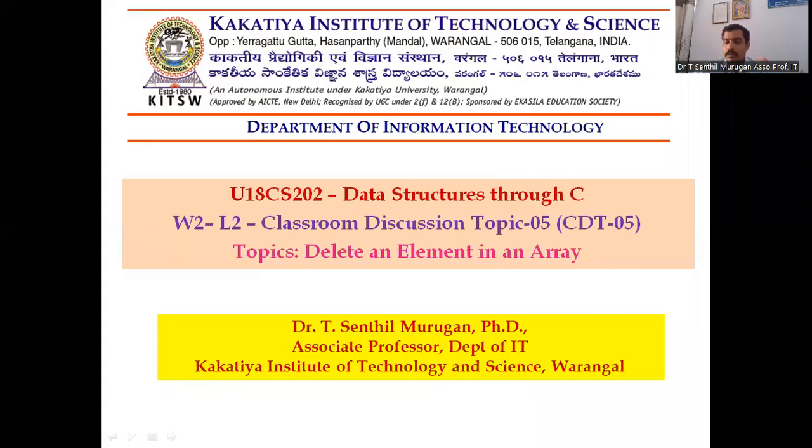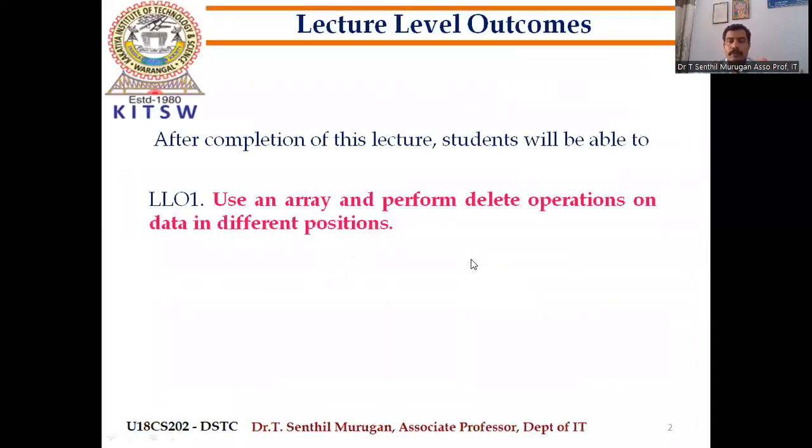This is week 2, lecture 2, classroom discussion topic 5: delete an element in an array. Before starting this lecture, we must know the lecture level outcomes. After completion of this lecture, the student will be able to use an array and perform the delete operation on data in different positions. Different positions means the first position of the array, or the middle position, or the last position, or a given position. If any position is given, the data in that particular position will be removed. That is the meaning of delete that we are going to discuss in this video lecture.